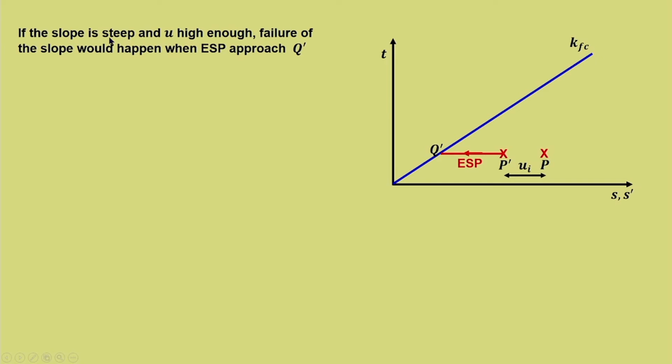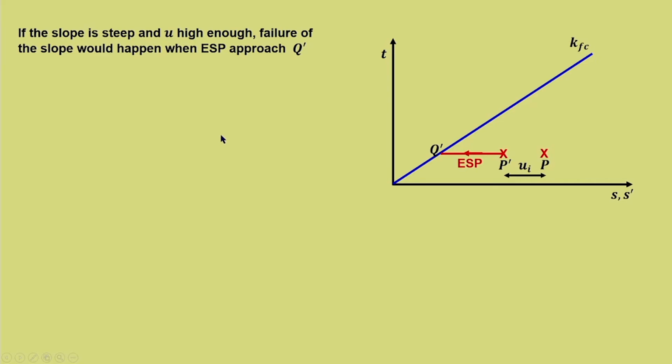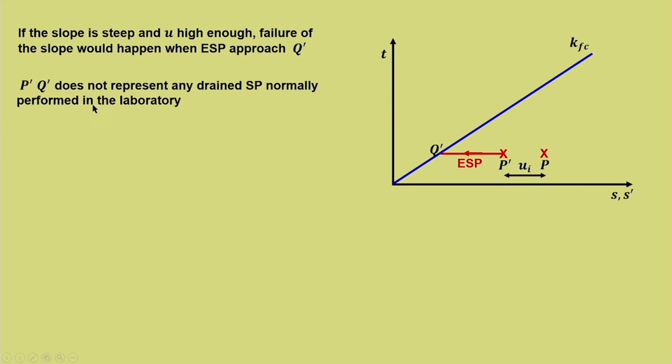Now, when it is steep, it will influence the weight, and when rainwater infiltrates, U will increase. These two components together would alter the effective stress path, and it will proceed towards Q dash to fail. P dash Q dash does not represent any drained stress path normally performed in the laboratory. This is why we are discussing this in that much detail.